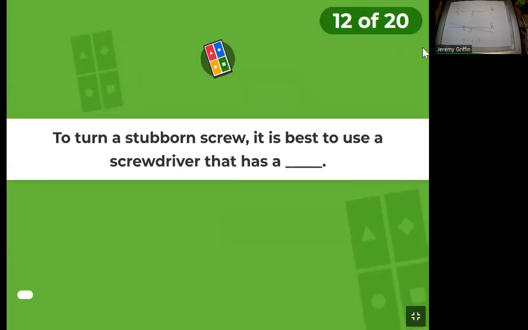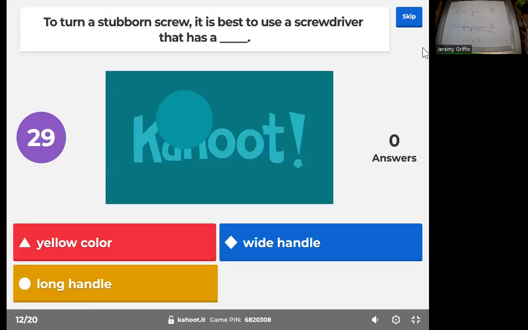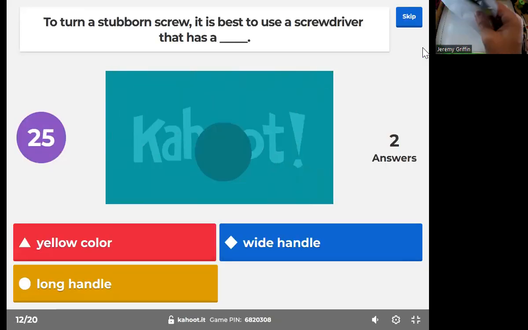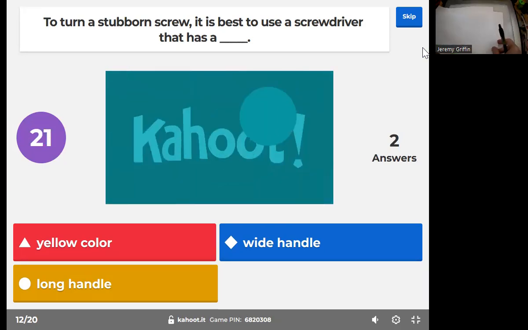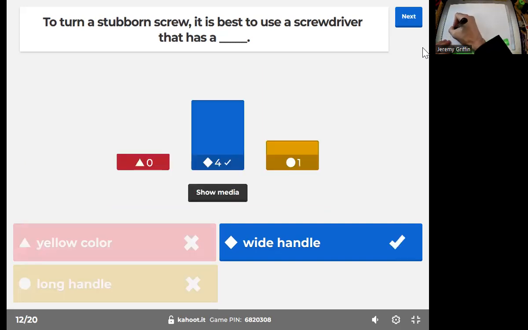All right. To turn a stubborn screw, it's best to use a screwdriver that has a... no, this is not a wrench, this is a screwdriver. So be careful about that. Screwdriver. Oh yeah, a wide handle.